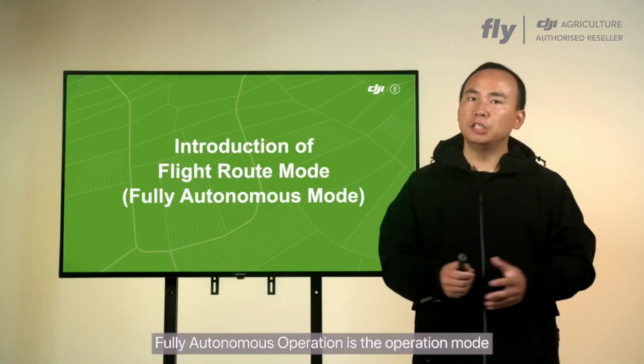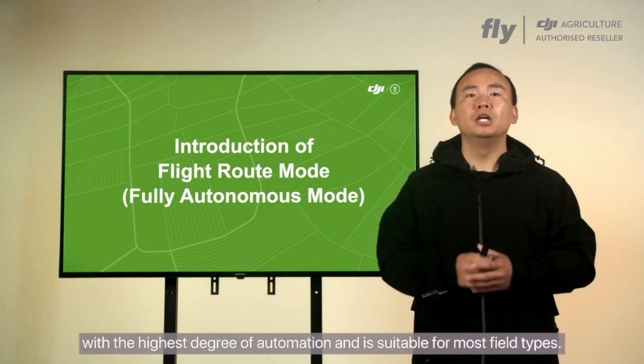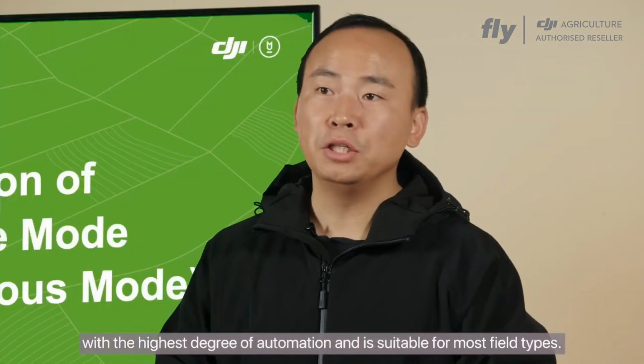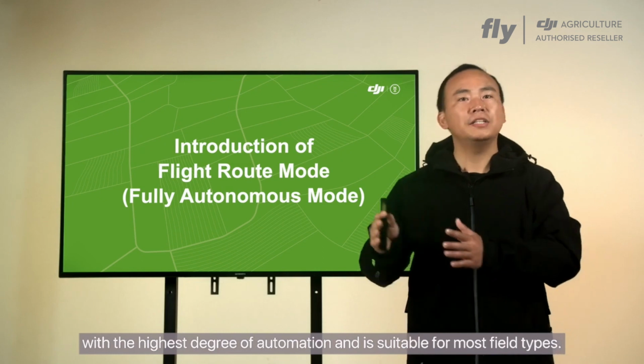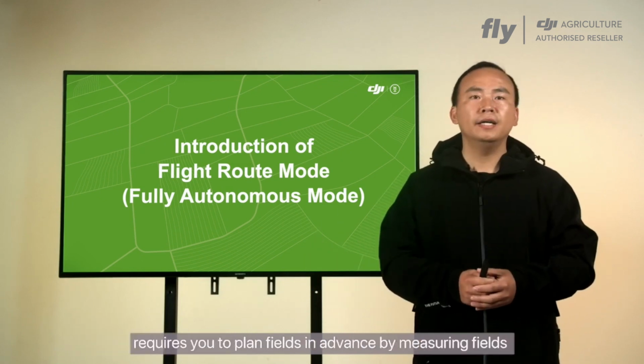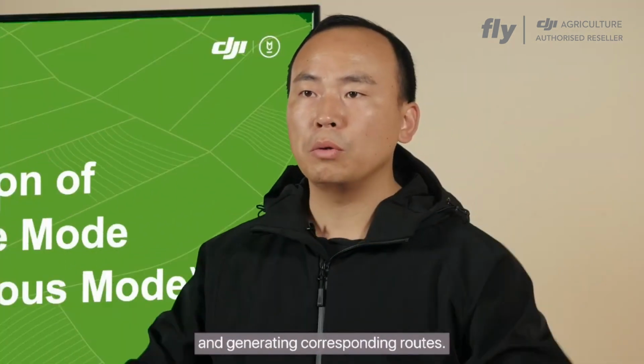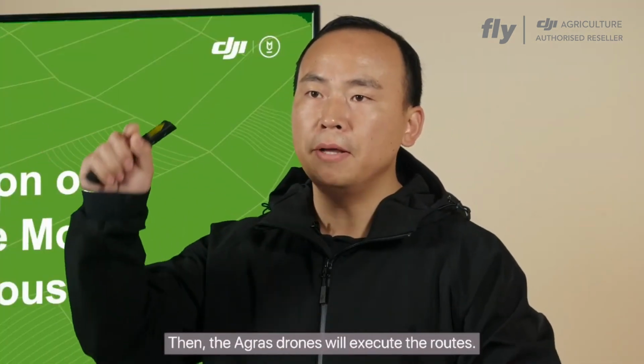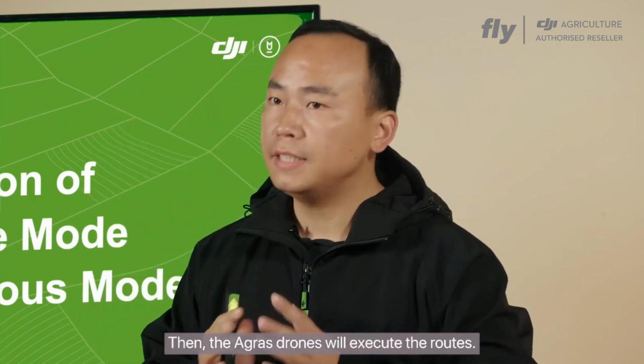Fully autonomous operation is the operation mode with the highest degree of automation and is suitable for most yield types. Fully autonomous operation requires you to plan fields in advance by measuring fields and generating corresponding routes. Then, the Agras drones will execute the routes.